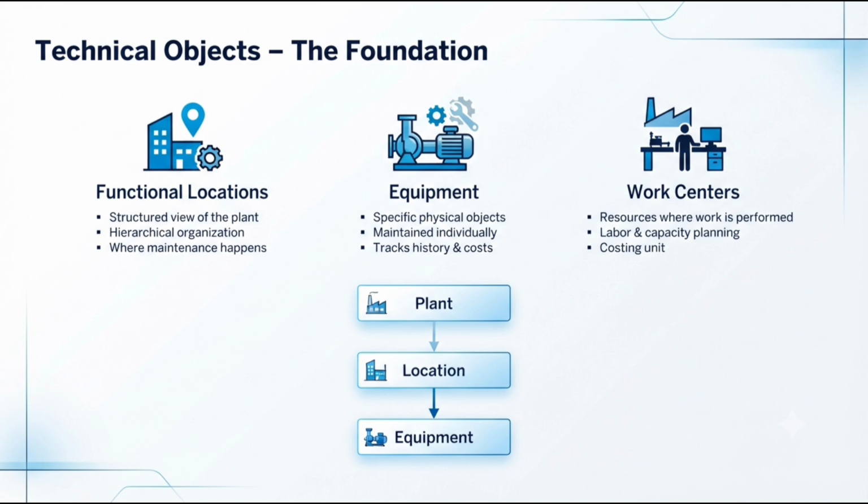Getting this master data right is critical because every notification and work order is linked to these objects. Accurate technical objects improve reporting, cost tracking, and planning. Spend time learning how to create and structure functional locations and equipment properly.